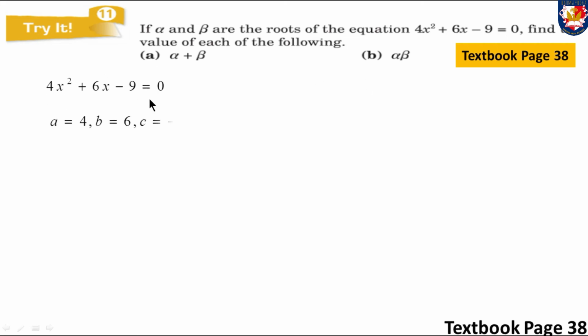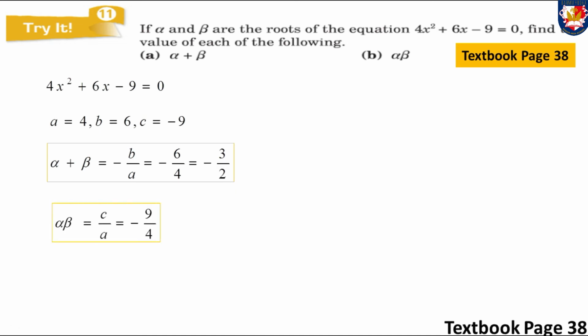So we know that the value of a equals 4, the value of b equals 6, and the value of c equals negative 9. Remember, the formula for the sum of the roots is negative b per a. So it is equal to negative 6 per 4, because b equals 6 and a equals 4. So the value of alpha plus beta equals negative 3 per 2.